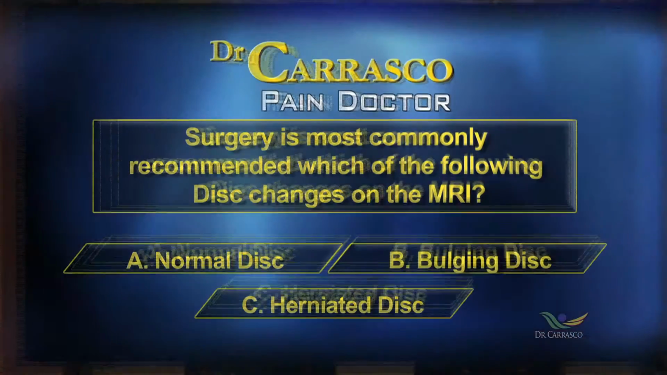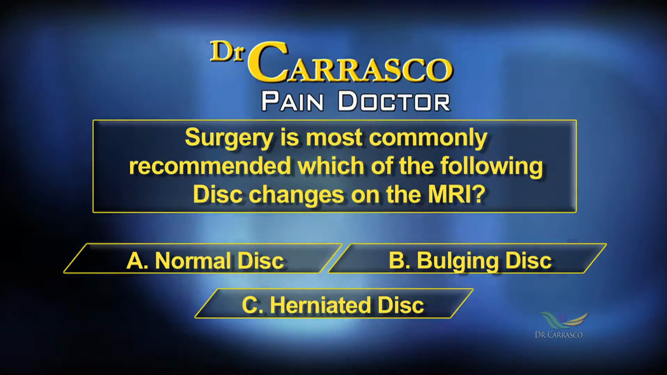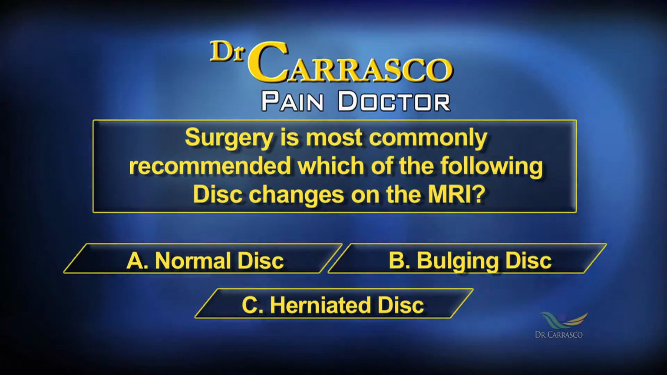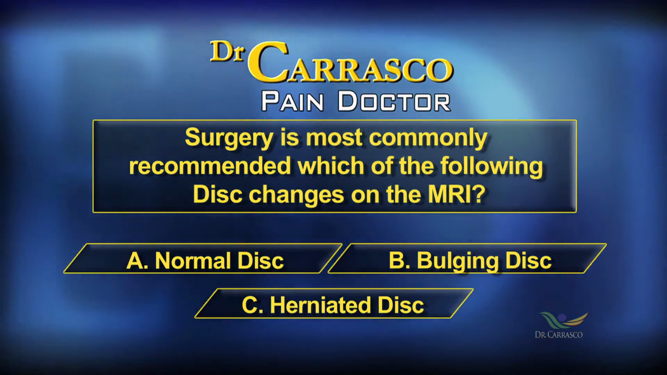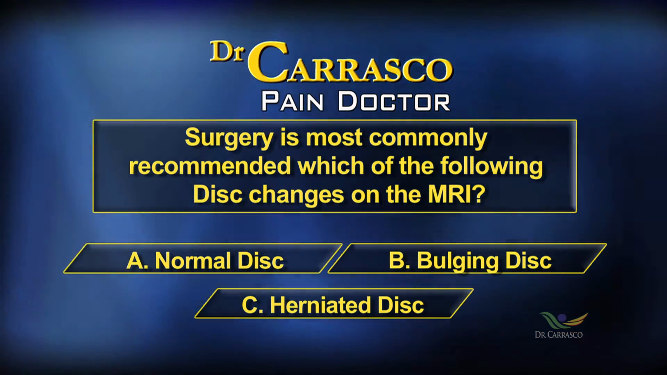All right, let's go to the next question. Surgery is most commonly recommended for which of the following disc changes on an MRI? So we saw an MRI. Now the question: if your doctor gets an MRI, which of those changes possibly lead to surgery? A, a normal disc, B, a bulging disc, or C, a herniated disc? All right, give me your answer, please. Well, everybody says C.